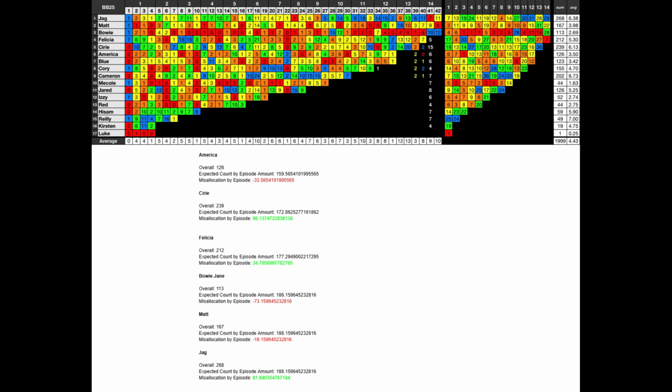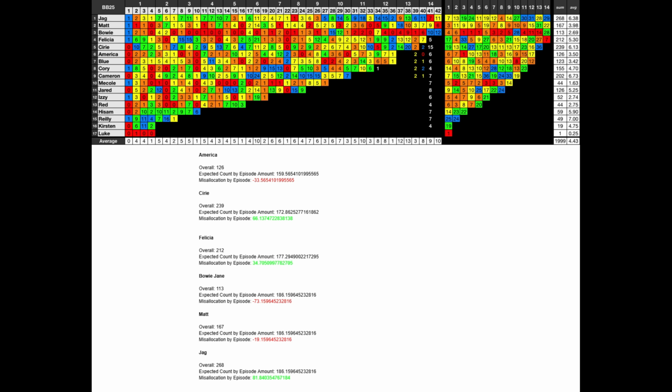America has 126 diary rooms, and her expected count by episode amount is 159.56, causing for a misallocation by episode amount of negative 33.56. And just from this number, she is missing about a fifth of her diary rooms, but this is still pretty low. Sorry, this isn't a good misallocation amount at all. So I guess it could be worse, maybe, I don't know, but it's still pretty low, especially compared to all the other endgamers.